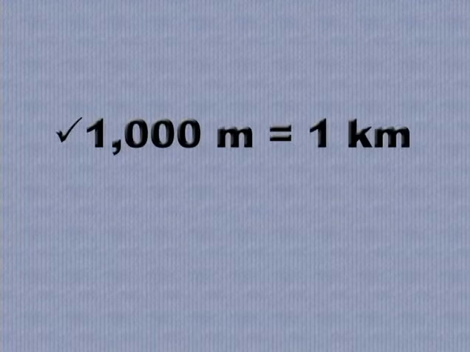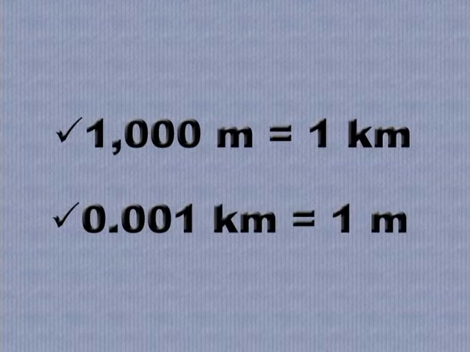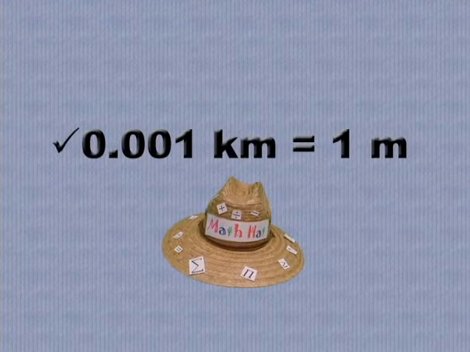There are 1,000 meters in 1 kilometer. There are 0.001 kilometers in 1 meter. Did you get it? You had to put your math hat on to get this one. Since there are 1,000 meters in 1 kilometer, 1 meter would only be 1/1000th of a kilometer. And 1/1000th is written 0.001.